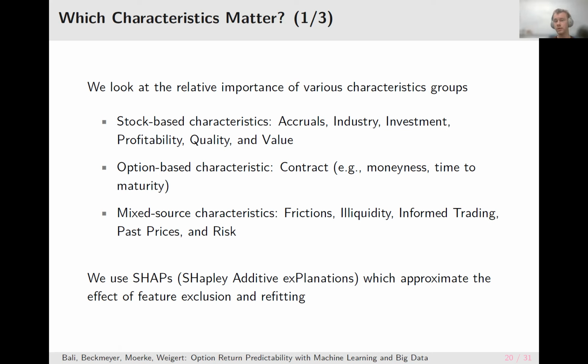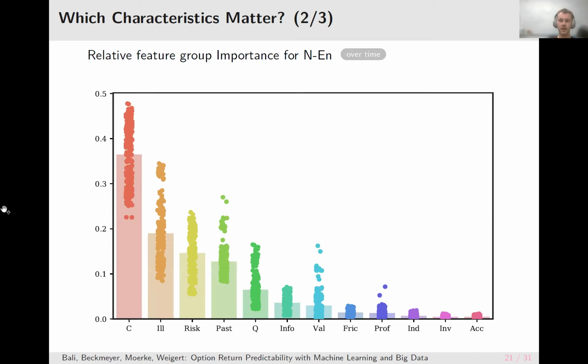And here we use a state-of-the-art machine learning method called SHAP, Shapley Additive Explanations, which approximates the effect of excluding a feature and then refitting the model, because doing this for 270 characteristics would be quite tedious. If we do this, this is what we find.